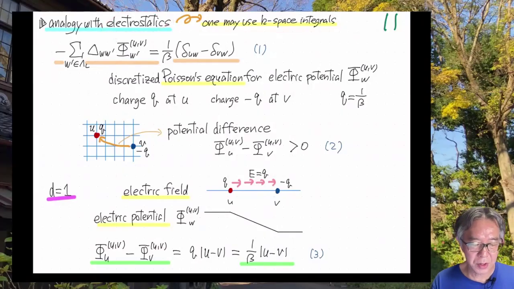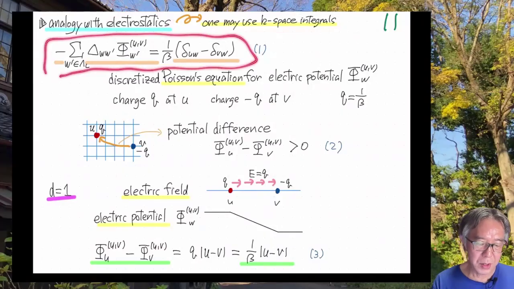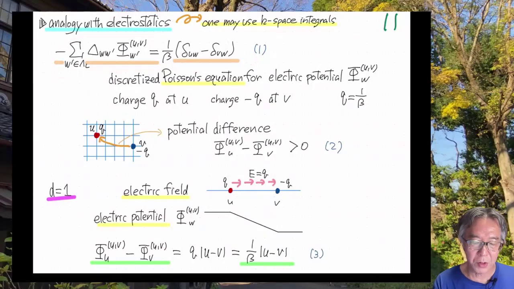that is electrostatics. As I said, this is nothing but a discretized version of Poisson's equation for the electric potential in the charge configuration where you have charge q at position u and charge minus q at position v. Q is actually 1 over beta. So this is the electric potential, and this is the potential difference between site u and site v.